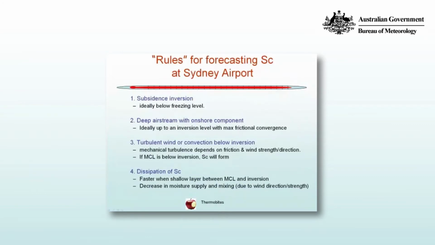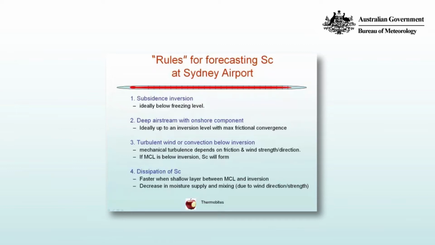At Sydney Airport, they've come up with some so-called forecasting rules for the formation of stratocumulus. Firstly, you want a subsidence inversion. We'll talk more about those in a lesson on inversions, but the inversion acts as the top of a mixed layer. And ideally this is below freezing level. Typically stratocumulus consists of warm cloud, that is liquid water drops rather than any ice. You want a deep airstream with onshore component, and ideally up to the inversion level. And the comment about max frictional convergence simply says that if you've got a strong onshore flow, that flow decelerates as it hits the shore because friction is larger, and that provides you with some convergence.